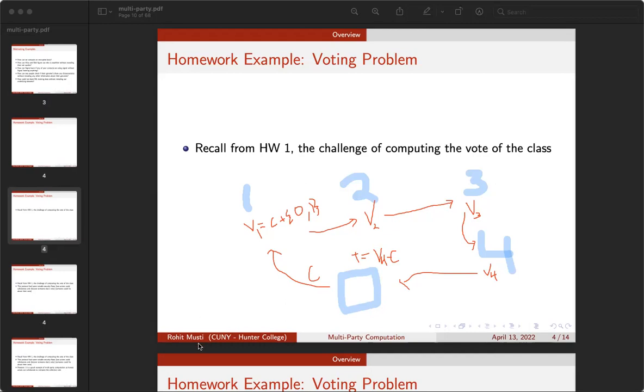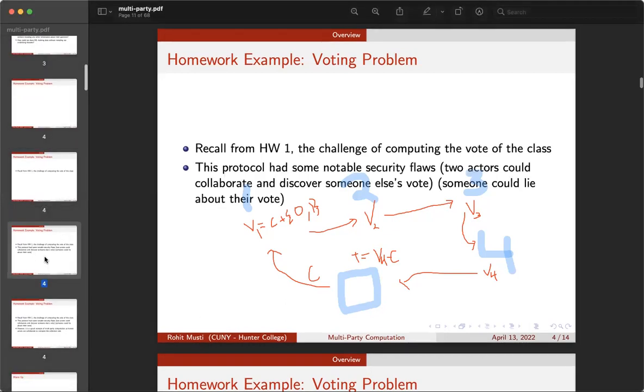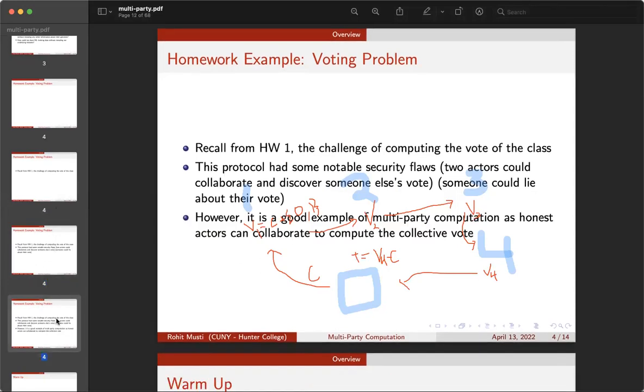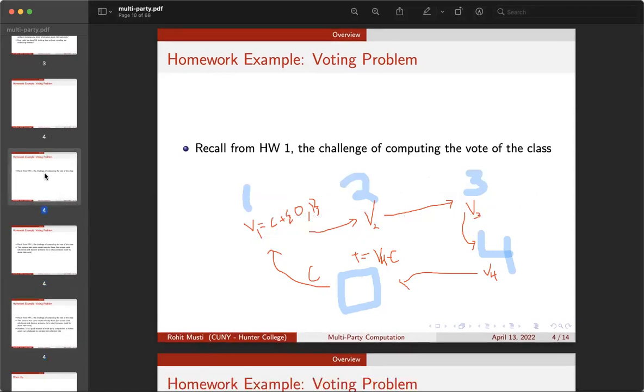And this particular system had some notable security flaws. Two people could collaborate and discover someone else's vote, and someone could lie about their vote. But this is a great example of multi-party computation. So are there any questions on this, or some of its weaknesses? Anything at all? I'll give that 30 seconds.